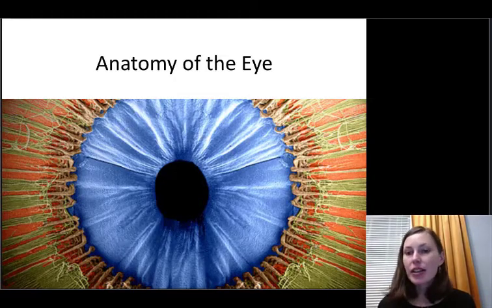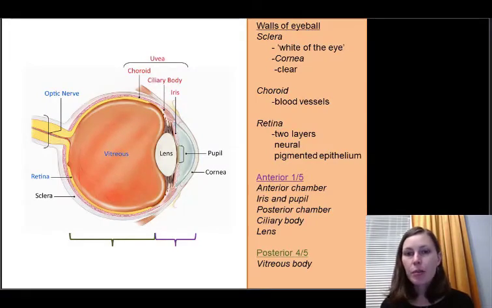Today we're going to talk about the anatomy of the human eye, and we'll look at a dissection of a sheep eyeball. The sheep eyeball is very similar to that of the human. There are a couple of differences that we'll highlight when we're watching the video. So let's start with the anatomy of the human eyeball.